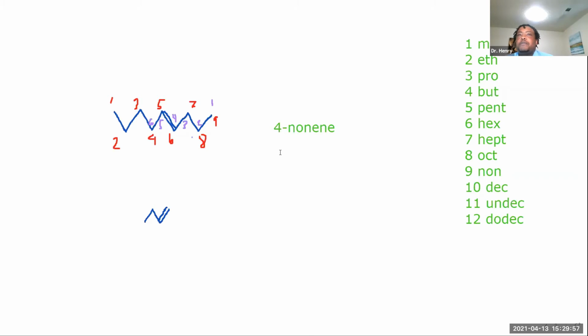That's correct. Okay, so what about this second one here? Is it 1-butene? Okay, so how many carbons do we have? 1, 2, 3, 4. So it's 1-butene. Butene, that's right.